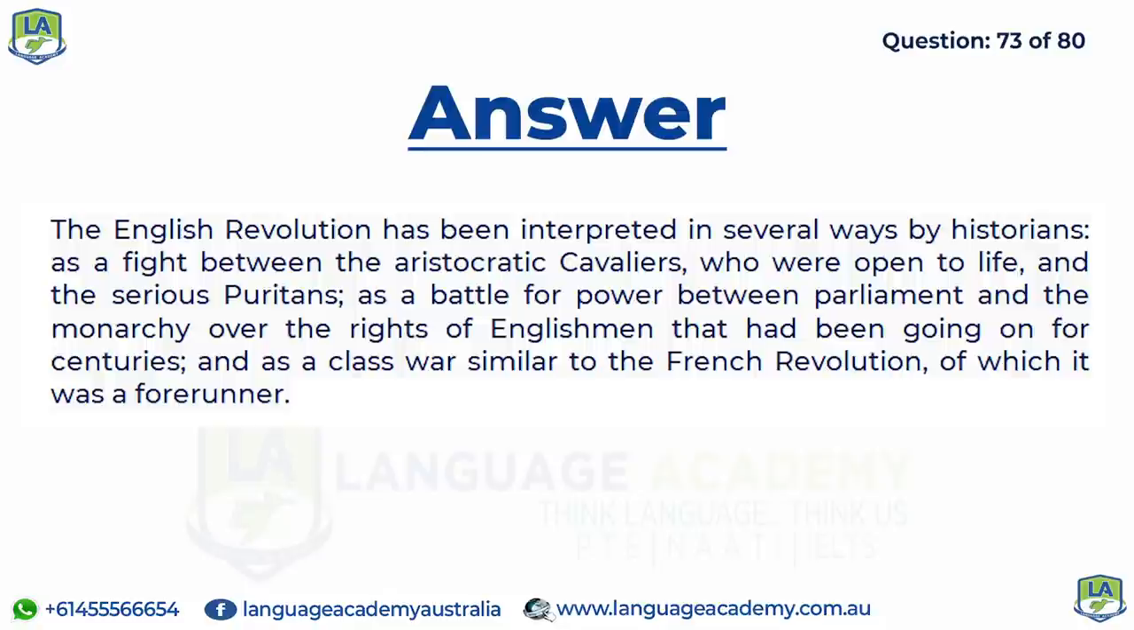The English Revolution has been interpreted in several ways by historians, as a fight between the aristocratic cavaliers, who were open to life, and the serious Puritans, as a battle for power between Parliament and the monarchy over the rights of Englishmen that had been going on for centuries, and as a class war similar to the French Revolution, of which it was a forerunner.